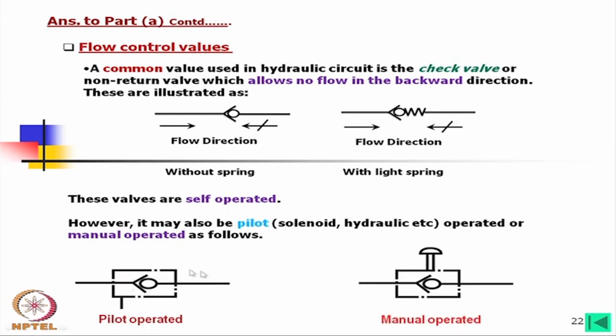Now, this is the pilot operated, that means once this signal is here, then oil can flow from this side also. Do you understand? Oil can flow from this side whether we operate this pilot or not. But if we want the flow from this side, we can operate by this pilot, and this is manual operated. Simply if we rotate this knob, this will open and flow will be allowed from the reverse side.